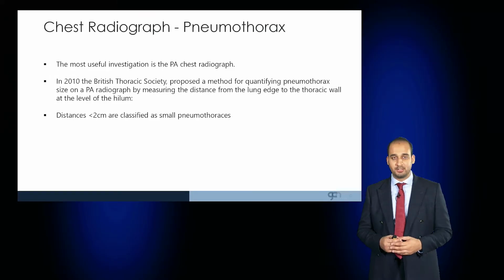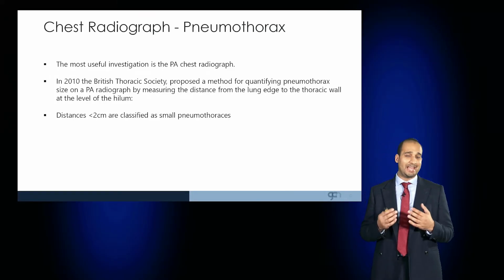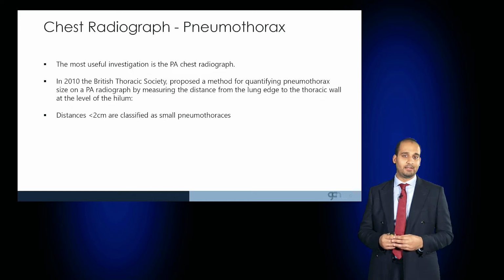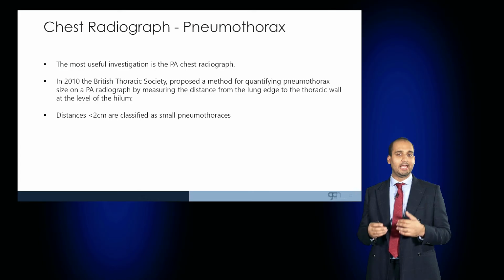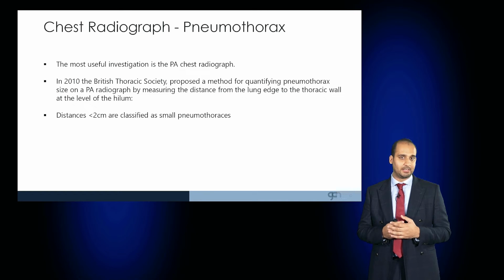In a non-tension pneumothorax, a chest radiograph is an accessible and very useful investigation in the management. The British Thoracic Society proposed a method for quantifying the size of a pneumothorax on a PA radiograph by measuring the distance from the lung edge to the thoracic wall at the level of the hilum. A distance of less than 2 centimeters is classified as a small pneumothorax.